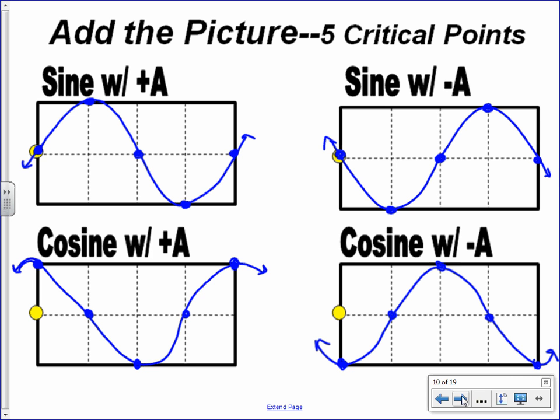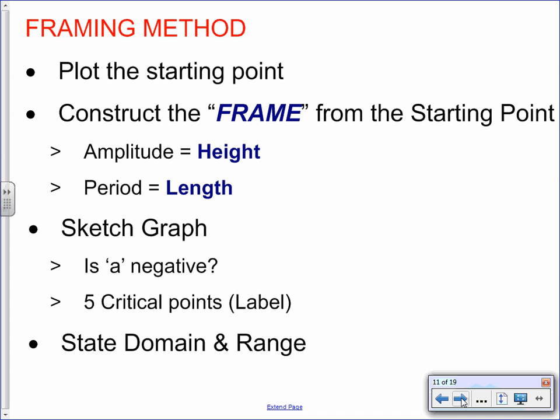Okay. So, you have some instructions on that sheet. So let's talk about them. You're going to identify the amplitude, period, and starting point first. With that, you are going to plot your starting point. You're going to draw your frame. We talked about drawing it up and down the height and then over the length of the period. Then you're going to sketch your 5 points and label them. And then we can talk about domain and range.